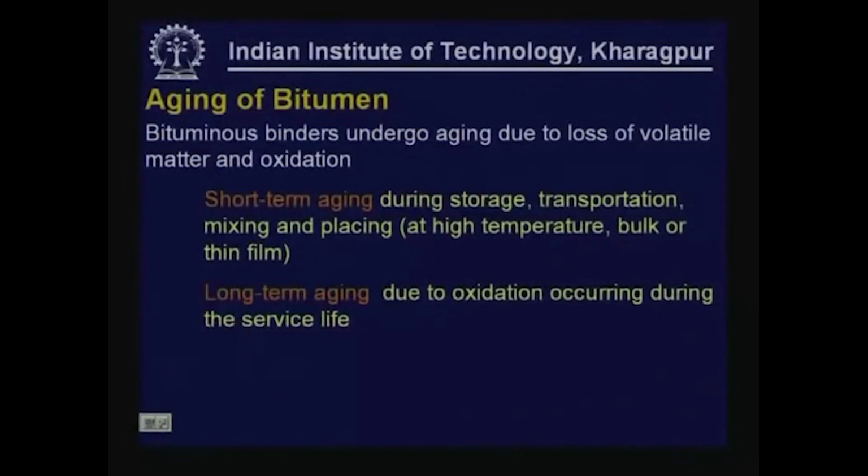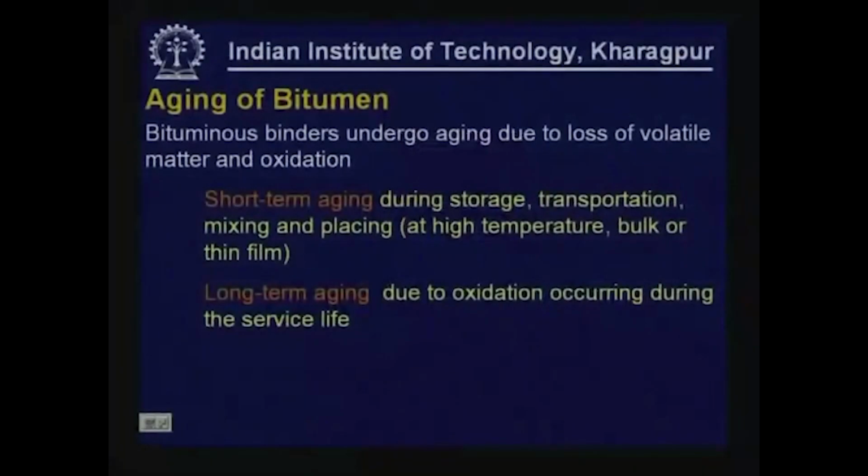Also, during storage, during transportation, usually it is at high temperature. Depending upon the area of surface that is exposed to the atmosphere, exposed to air, the amount of oxidation could be different, and the method in which we are going to mix it, how we are going to place it. So, all these things affect short term aging. Usually, significant amount of aging occurs during this short term aging because of high temperatures, because of the bitumen being in very thin films.